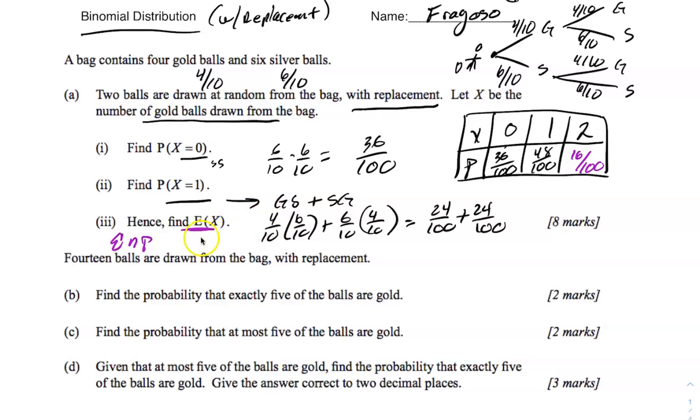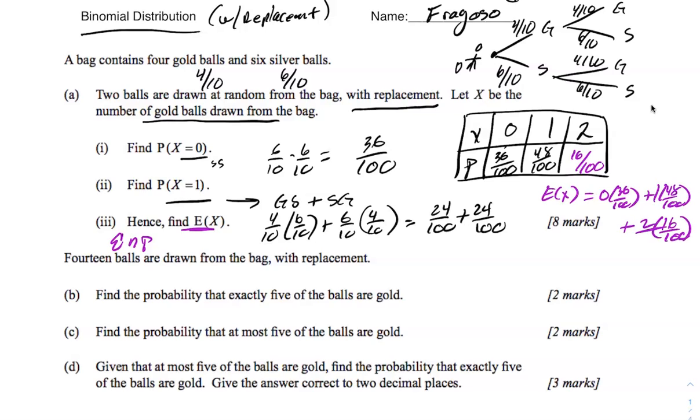Then if you want to find the expected value, just do what I said. Multiply these all up and add them together. So my expected value here is going to be 0 times 36 out of 100, plus 1 times 48 out of 100, plus 2 times 16 out of 100.